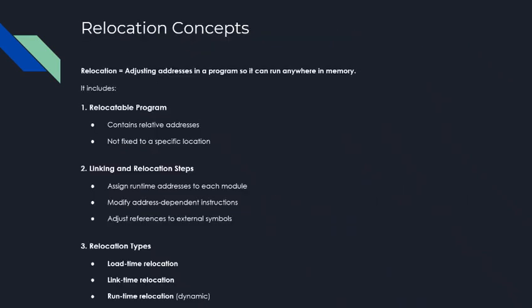Now let's talk about relocation. Relocation means adjusting memory addresses in a program so that it can run anywhere in memory. We have three important parts here. The first one is a relocatable program. It uses relative addresses and it is not fixed to any specific location. The second one is during linking and relocation, the linker and loader assign actual runtime addresses and modify instructions accordingly. There are three types of relocation: link time relocation, load time relocation, and runtime or dynamic relocation.